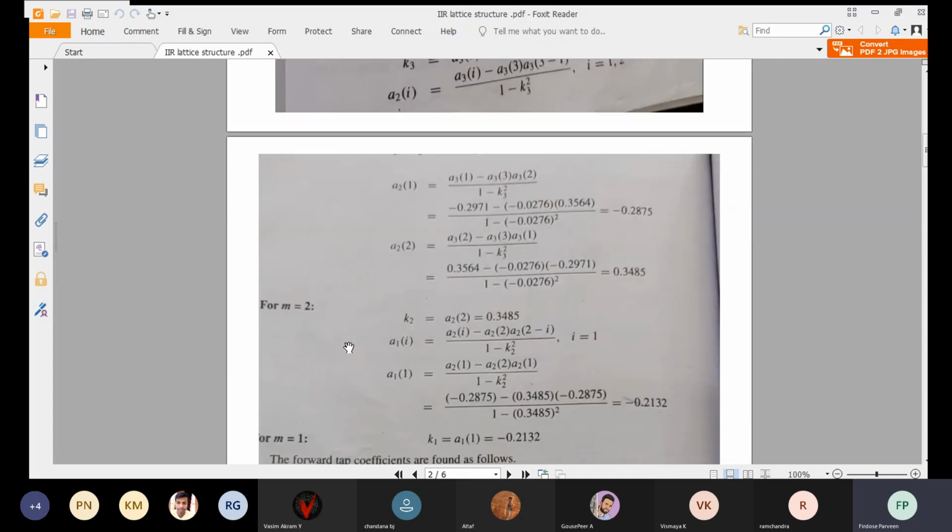So A1(1) will be equal to (A2(1) - A2(2) * A2(1)) / (1 - K2^2). If you want, you can remember this formula and substitute for i equal to 1. Else, you can remember this directly: A1(1) will be equal to A2(1) minus A2(2) into A2(1). So that is equal to -0.2132.